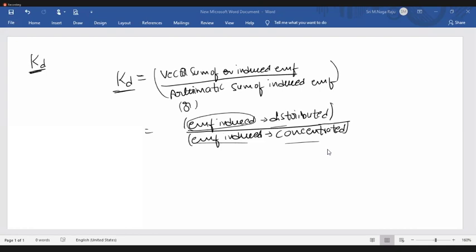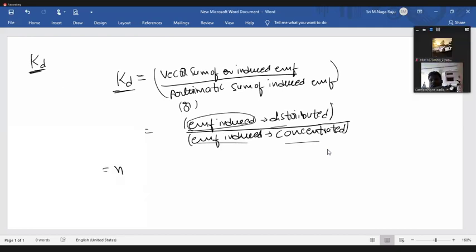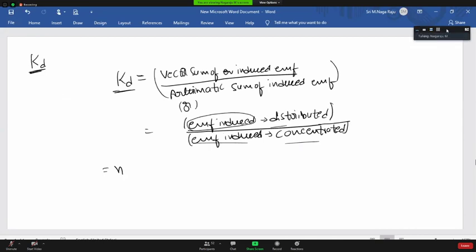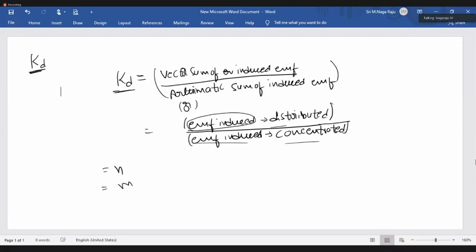Let the number of slots per pole be n. And the number of slots per pole per phase is m, nothing but the phase belt. And the induced EMF in each coil side is E.